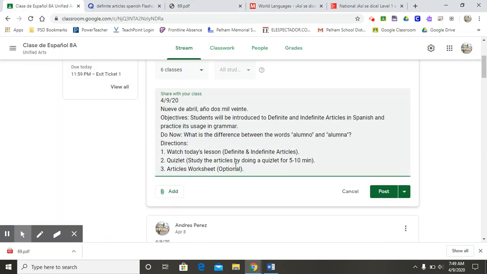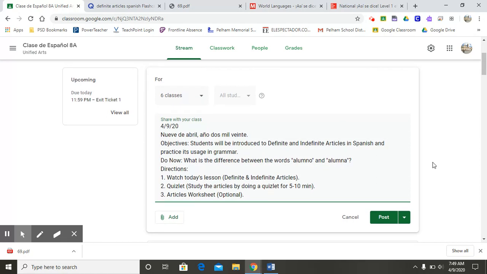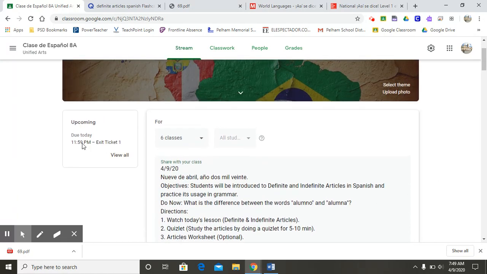Okay. I also want to thank you guys for completing the exit tickets. The majority of you have turned them in. I'm very pleased at the fact that the majority of you have turned them in. That's really good. I'm only missing a couple. That's fine. You have until the end of today. You have until midnight. Okay?